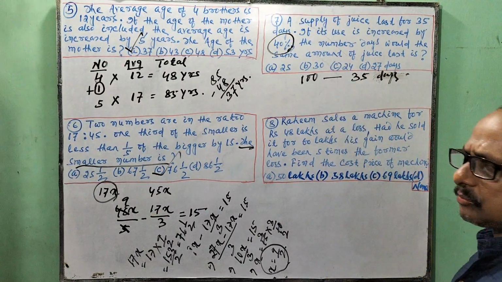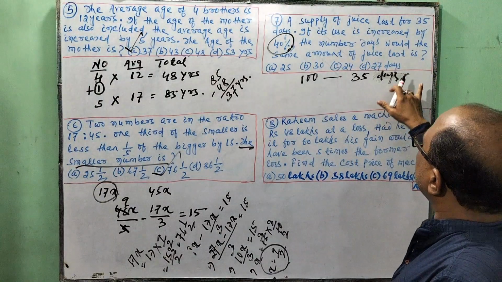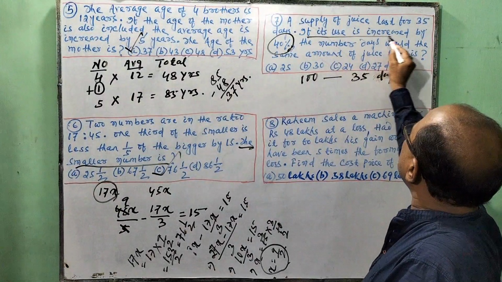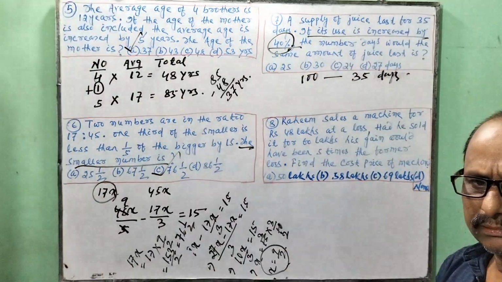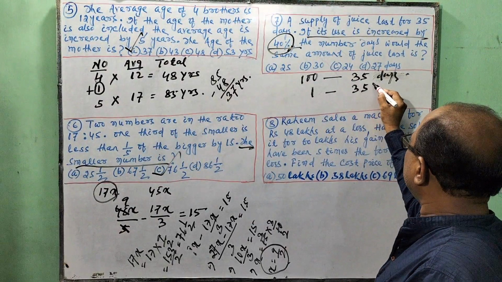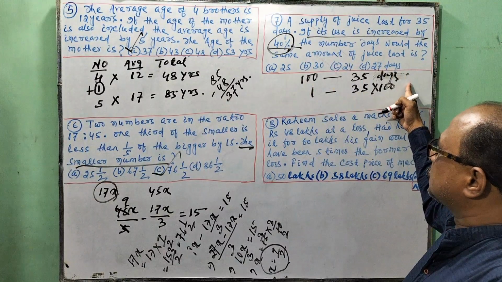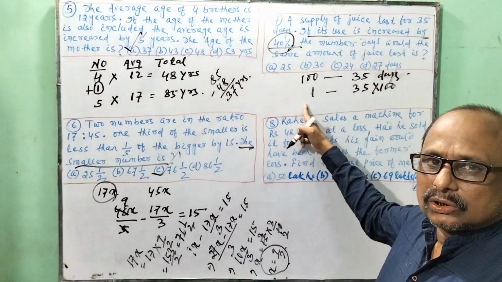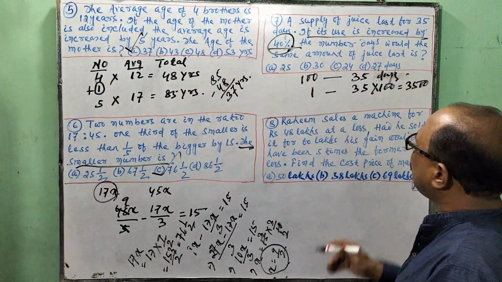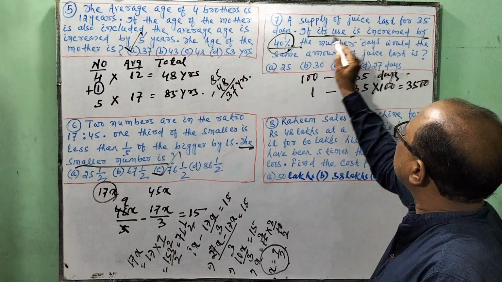Suppose 100 liters of juice is a 35 days' supply. If its use increases by 40%, then in case of one, it is 35 into 100, 100 liters of juice for 35 days. 1 liter of juice is used for how many days? 3500. But its use is increased by 40%.